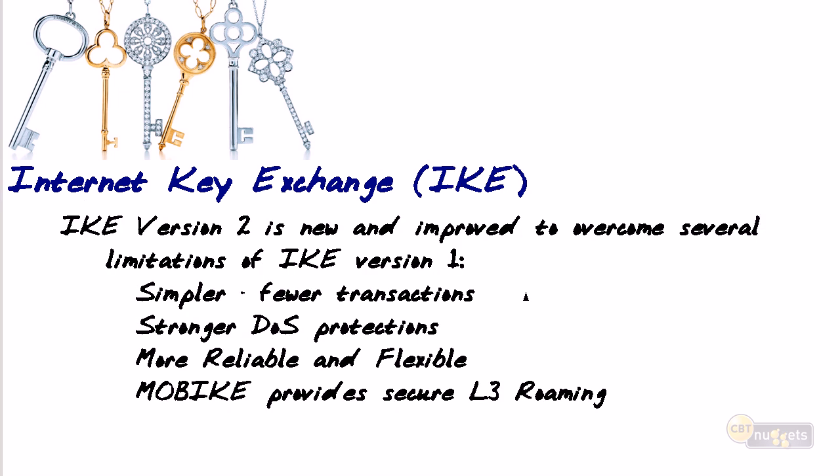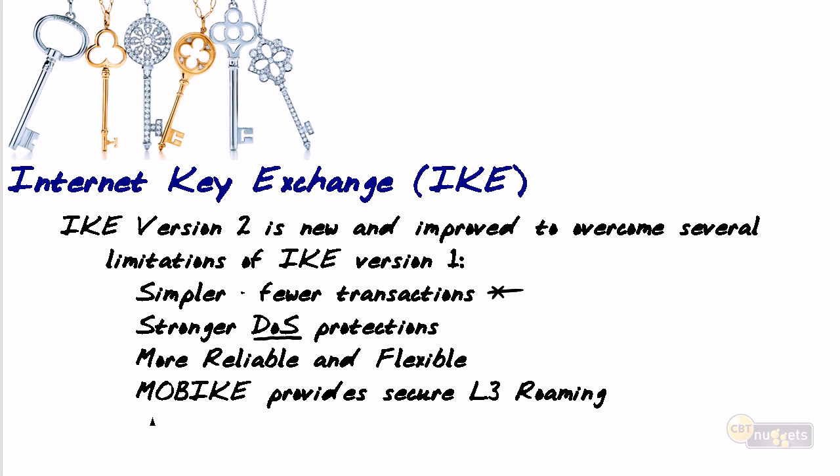Now, as I mentioned, I want you to know about IKE version 2, the new version that has quite a few improvements. It's pretty new as far as being implemented into vendors' products. It overcomes several limitations of IKE version 1. It's simpler and it has fewer transactions than main mode. It gets the job done quicker. It also has stronger protections for denial of service attacks, which traditional IPsec is vulnerable to. It's more reliable, more flexible and extensible.